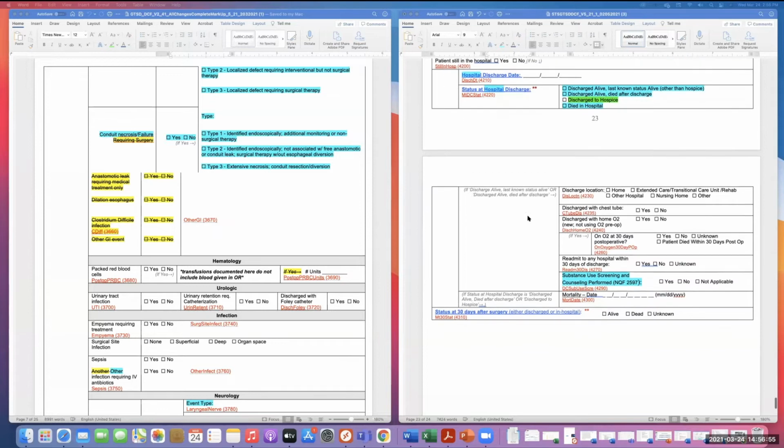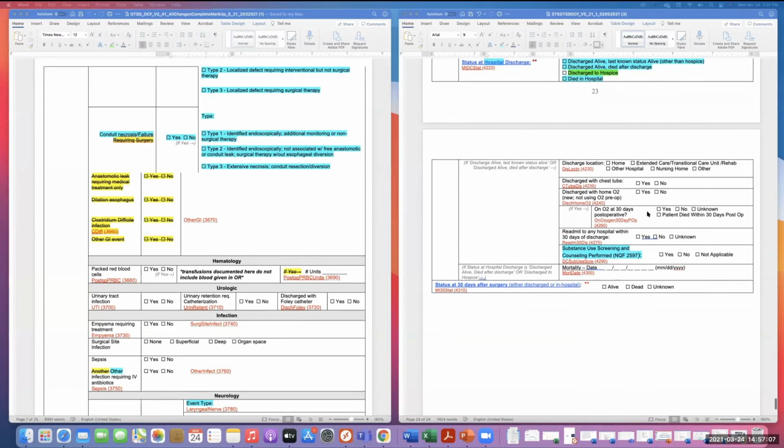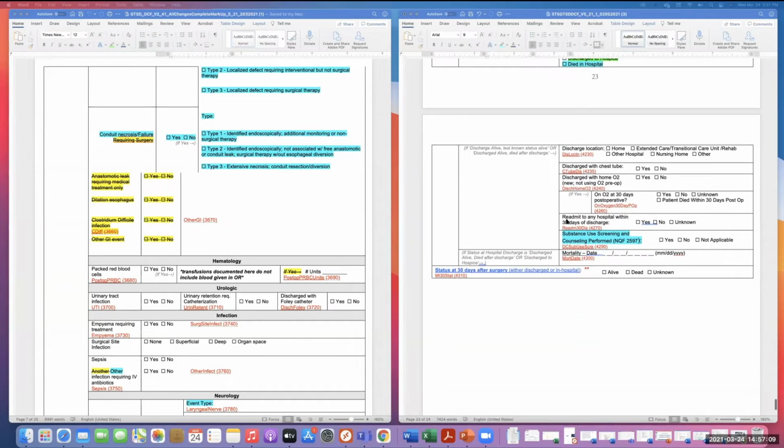The discharge location you'll provide for patients who are discharged alive, last known status alive, or discharged alive, died after discharge. And then the question with chest tube at 30 days, and then readmit to any hospital within 30 days of discharge. The substance use screening and counseling performed is an NQF measure that was added earlier this year, and we'll provide clarity on this.